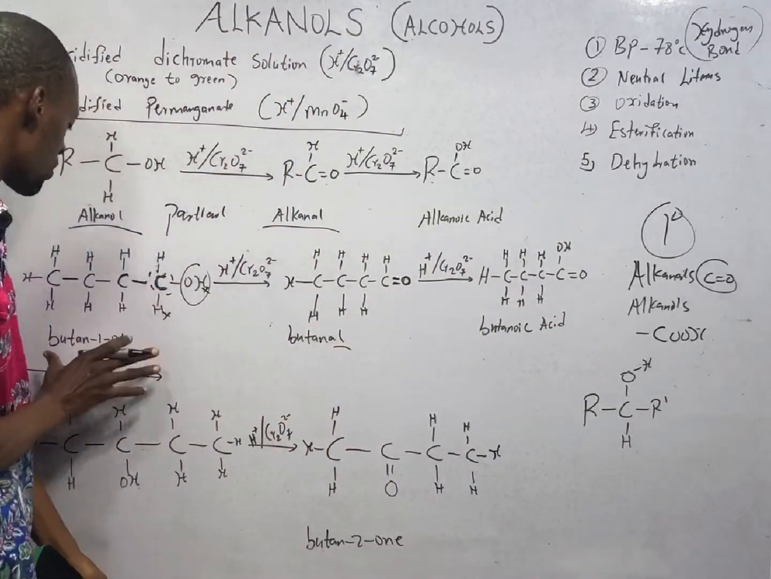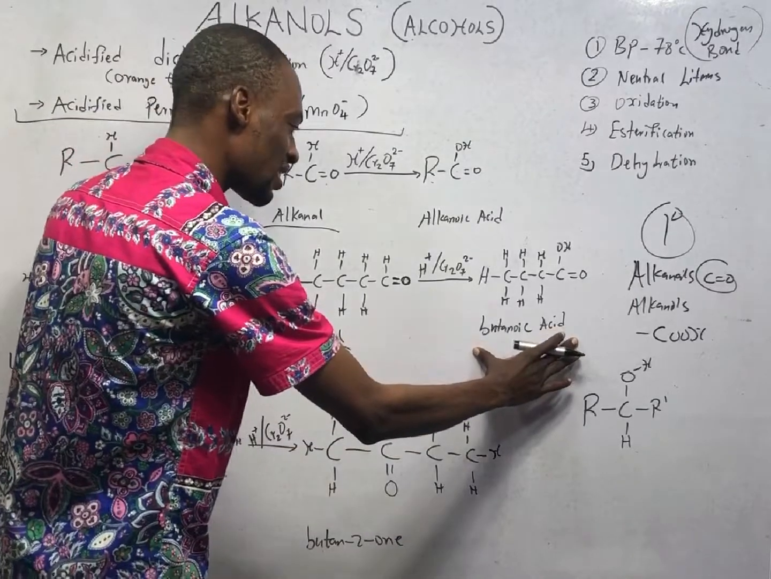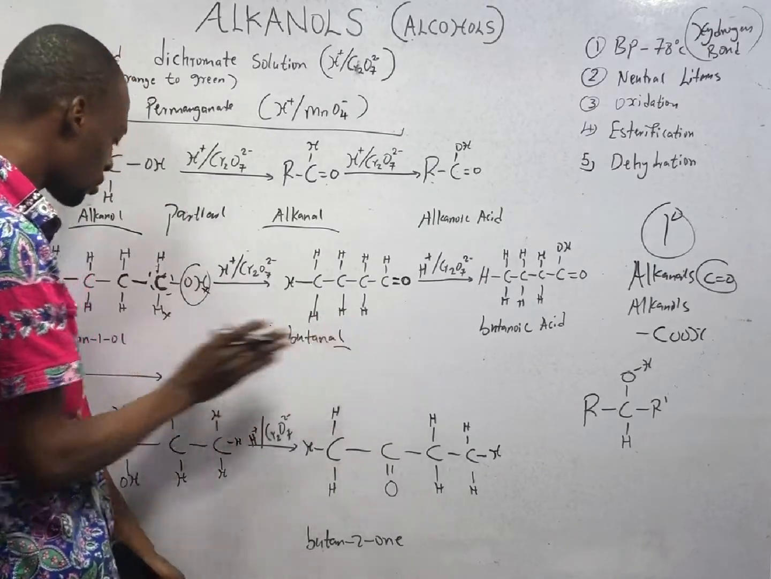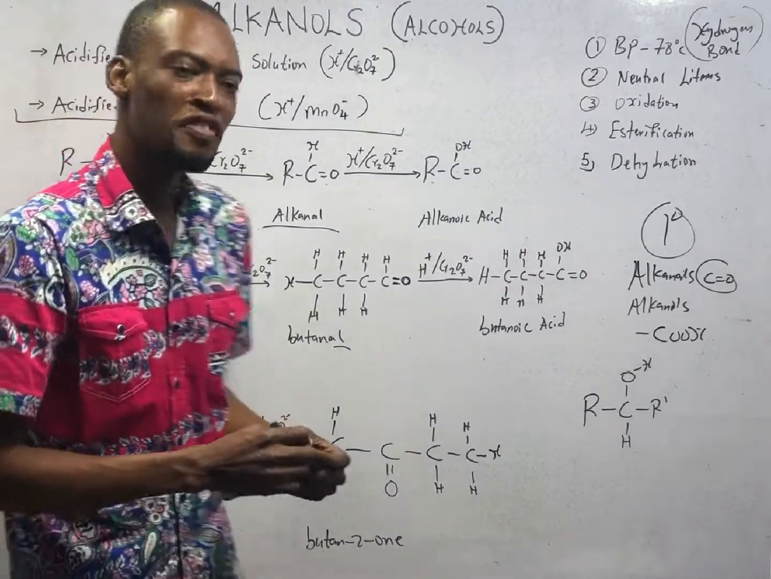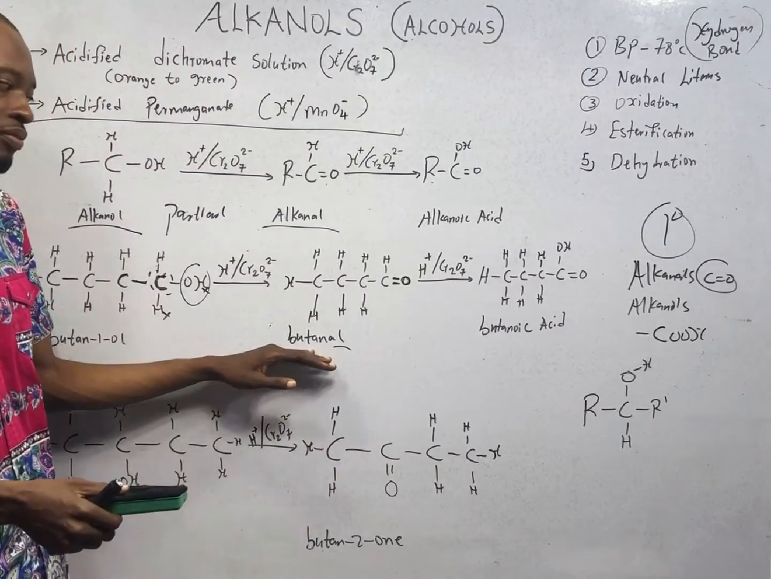So when you completely oxidize primary alkanols, you form alkanoic acids. When you partially oxidize, you form alkanal. So oxidation of butanol gives butanoic acid. But if you are told partial oxidation, then the result is butanal.